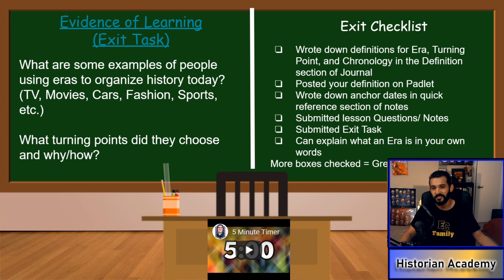Once you're done, click submit and go through the checklist. You wrote down the definitions for era, turning point, chronology in the definition section of your journal? Did you post your definition on Padlet? Did you write down the anchor dates in the quick reference section of the notes? Submitted the lesson question and notes? Submitted the exit task? And can you explain what an era is in your own words? The more boxes you check, the greater the success is. You can raise your hand and shake it proudly.